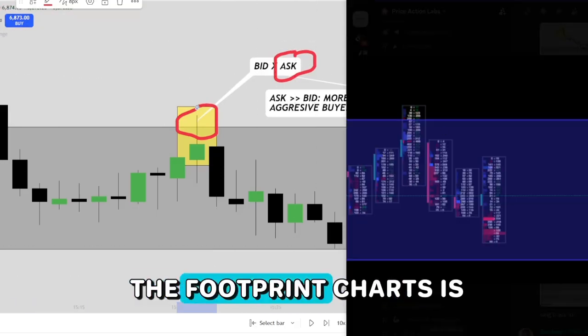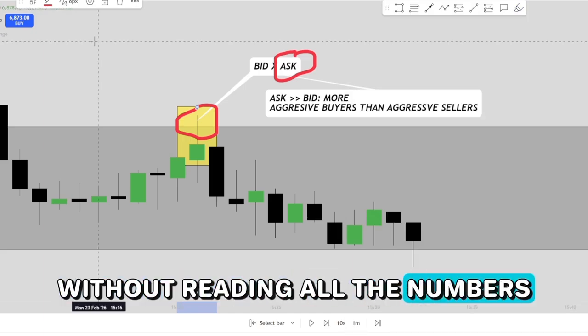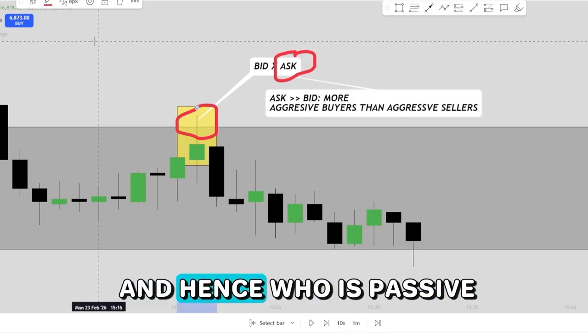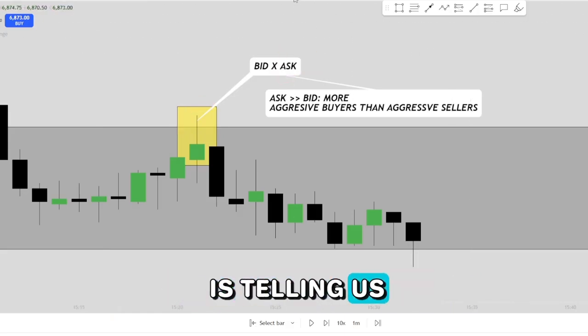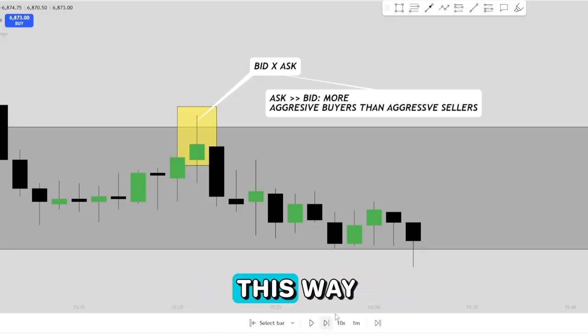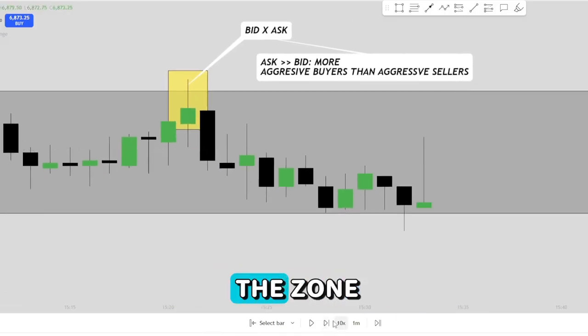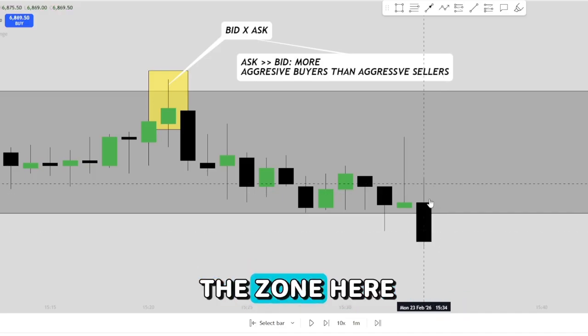So the power of the footprint charts is that you can see, without reading all the numbers, who is more aggressive and hence who is passive. And who is passive is telling us whether we want to be going long or short. So think about it this way. If we break below the zone, which is basically what we had over here. So we break below the zone here.